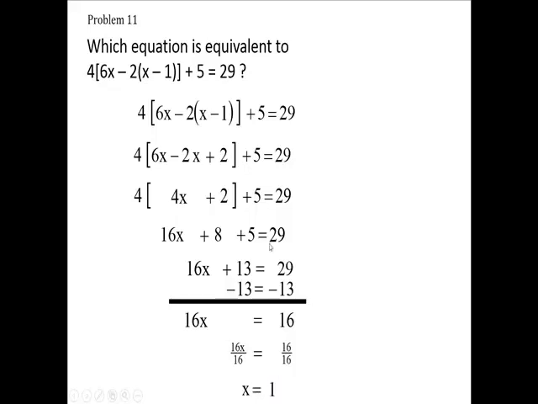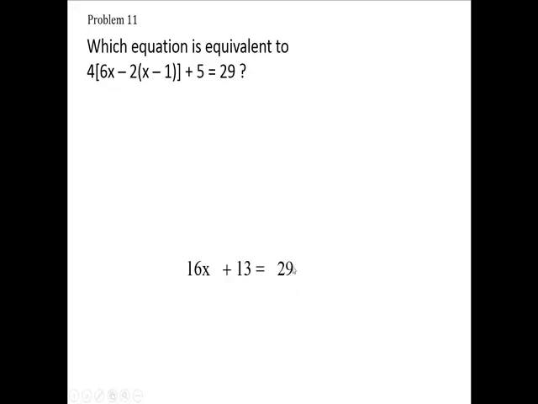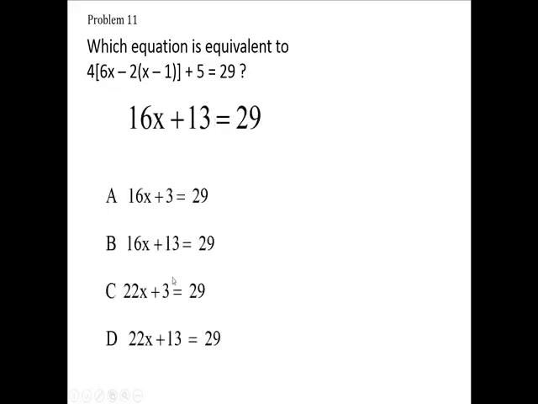Okay? Looking up through here, we will see that this matches one of our four choices. Copy that up here. Look at our choices. The first choice is 3. What I want is 13. These choices are wrong because they have a 22. B is the only one that matches. So this equation is equivalent to this equation.